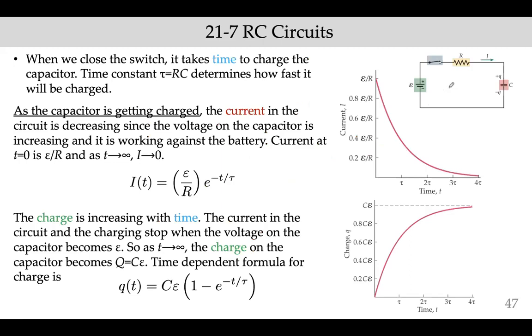Okay, so let's say now we have an RC circuit. Here's an RC circuit. There's the battery, there's R, and there's C. When we close the switch, let's say the switch was initially open and the capacitor is empty, it's not charged, but we close that switch so the capacitor starts to get charged. When we close the switch, it takes time to charge the capacitor. Time constant, tau, is R times C. So basically this R value times this C value. It determines how fast it will be charged.